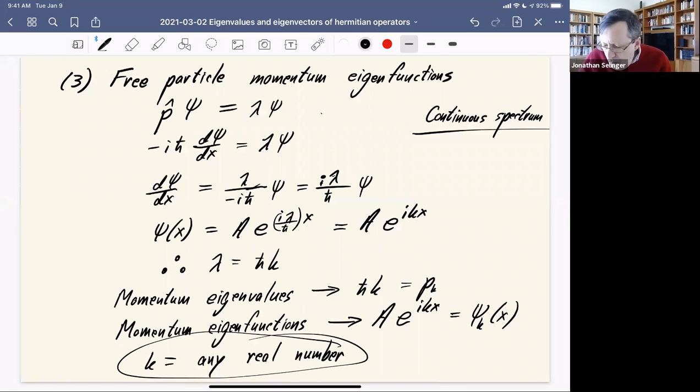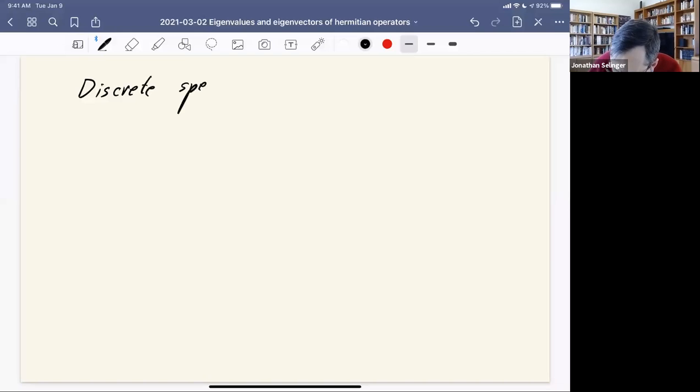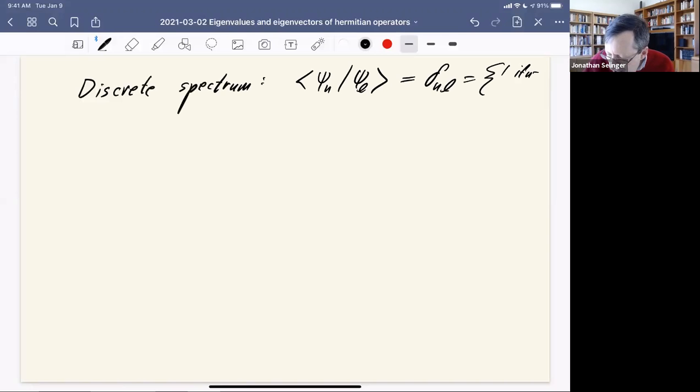Now, one thing that I need to point out to you is that the orthogonality, well, the orthonormality, works slightly differently for a continuous spectrum than it does for a discrete spectrum, okay? So in the case of a discrete spectrum, we would say psi n inner product with psi L is delta NL, right? So it's 1 if N equals L, 0 if N is not equal to L.